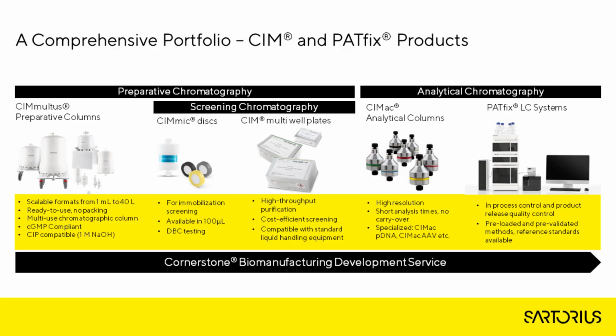These monolithic columns come in scalable formats from 1 milliliter to 40 liters. They are ready to use, and what is really important, you can use them in a GMP environment. Then we have screening chromatography products such as CIMac discs and CIM multi-well plates. These are products really meant for high throughput purification and cost-effective screening.